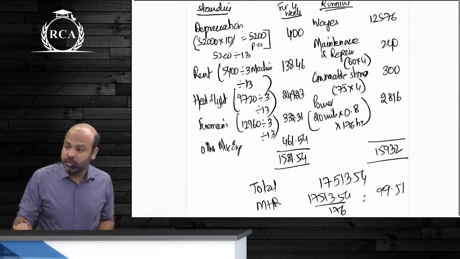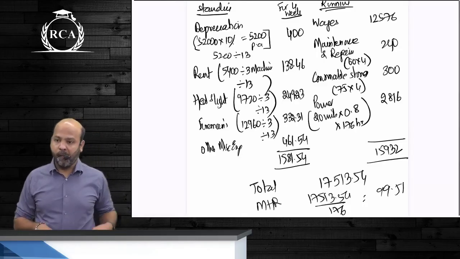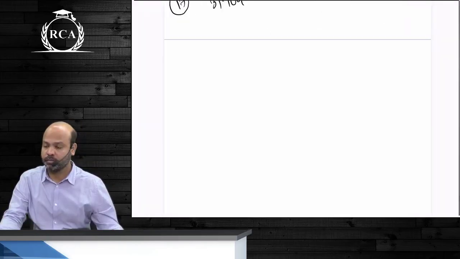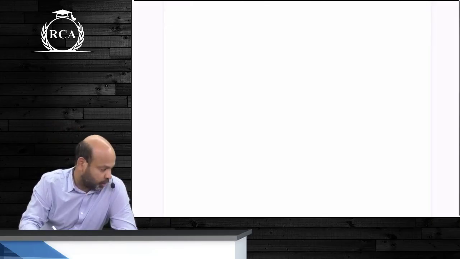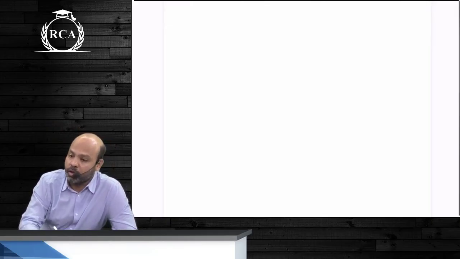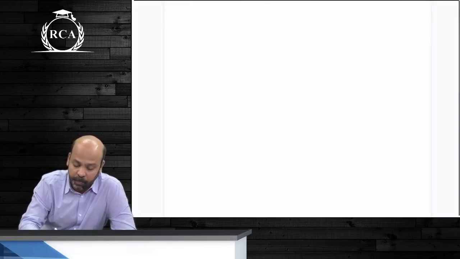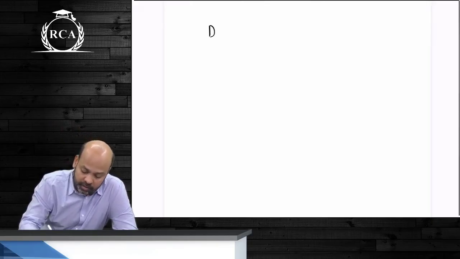समझ में आया बच्चों? I already told you about how to compute the amount of under or over recovery of overheads. Yes. So we will be learning this, guys, later in the cost accounting chapter.